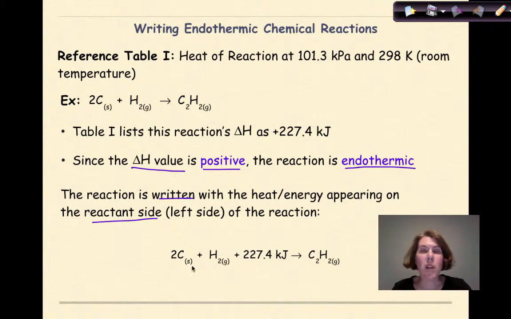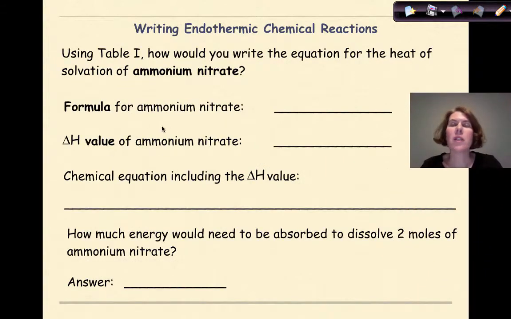So if I was to rewrite this, including the energy, I'd be putting my heat over on the reactant side, because it's an endothermic reaction. So let's look at another example that's off of table I. Using table I, how would you write the equation for the heat of solvation, not salvation, solvation of ammonium nitrate? And solvation is just the process of dissolving something in water. So the formula for ammonium nitrate, now you should depend on table E for this formula.